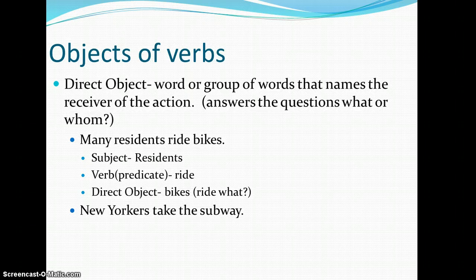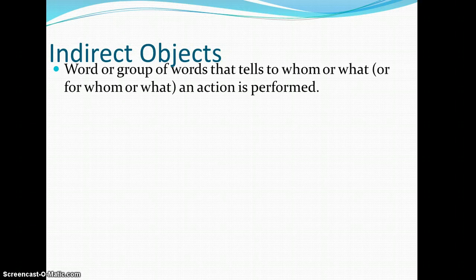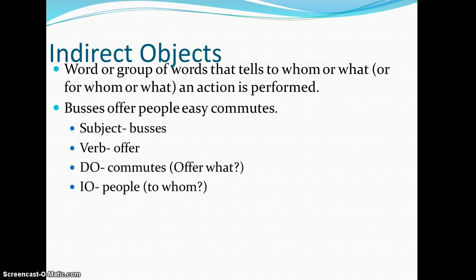what each part of the sentence would be. Indirect objects: a word or group of words that tells to whom or what, or for whom or what, an action is performed. So it's just got a little bit more complicated. Buses offer people easy commutes. What's the subject? Buses. What's the verb? Offer. What do buses offer? Commutes. They don't offer people. They offer commutes. The indirect object is people, because that's answering to whom do they offer the commutes.